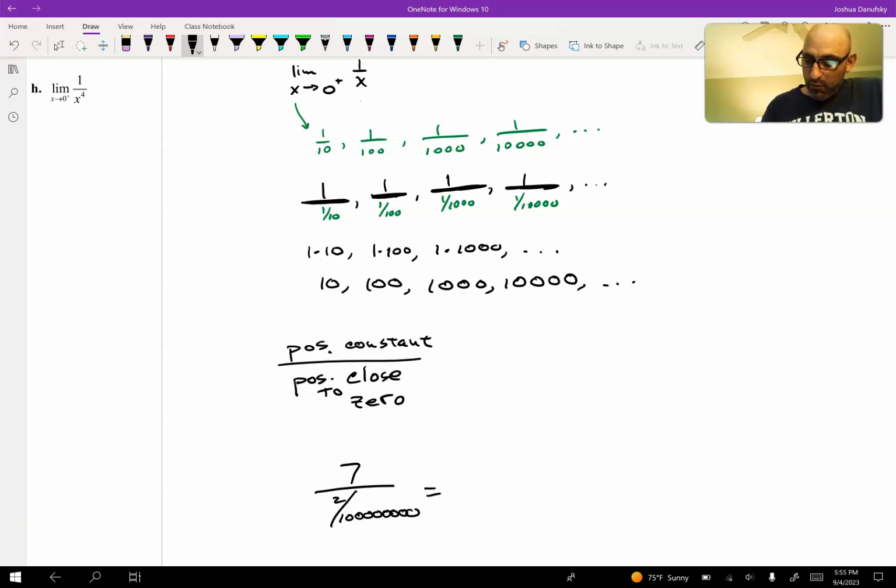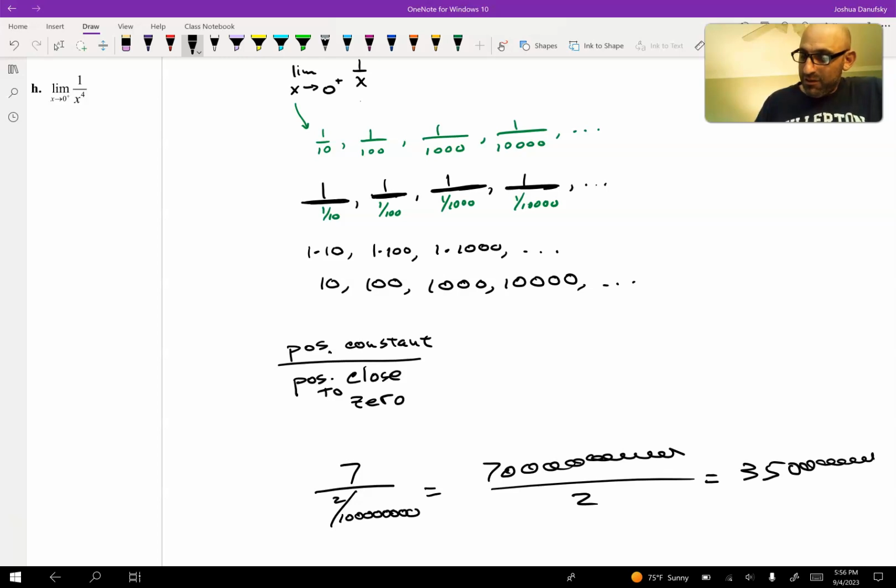That's going to end up being what? Oh my gosh, I don't even know how many zeros I put there. 7 with a whole bunch of zeros. I don't know how many there are there. I'm not going to take time to count. Over 2, which is still going to be 3, 5, 0, 0, 0, 0, 0. It's still huge, right? So this is approaching positive infinity.